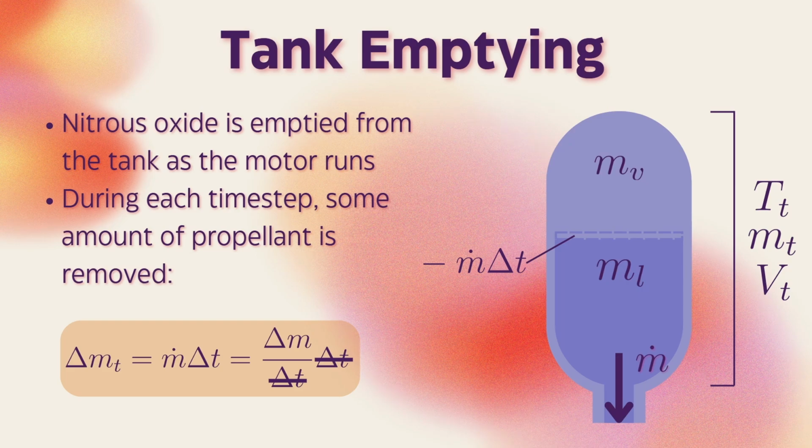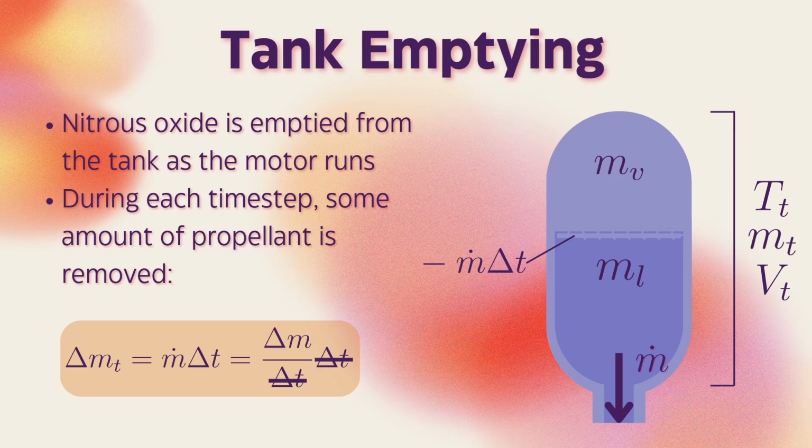So obviously as the motor runs, it uses up oxidizer, and it ends up being the liquid that actually empties out from the tank because it sits at the bottom and that's where the exit is. So during each time step, some small amount of propellant is removed. If you're not familiar with this calculus notation, m dot is basically the rate of change of the mass, or the mass flow rate. It has units of kilograms per second or whatever.